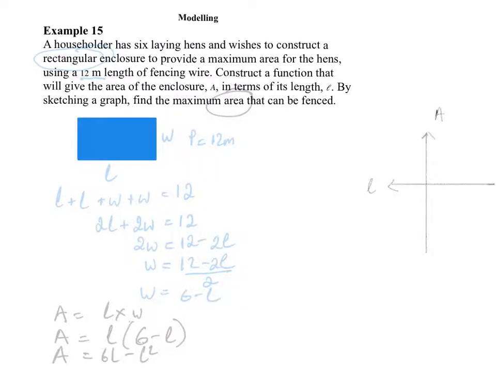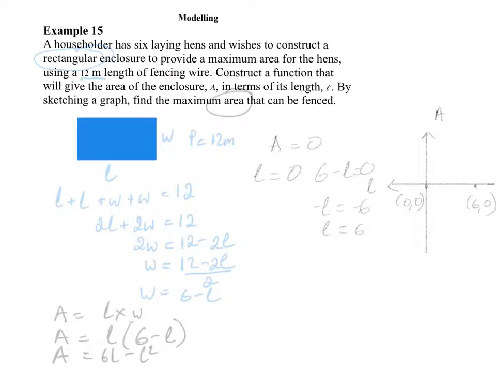Now we need to sketch the graph and find the maximum area. Sketching the graph, obviously it's a quadratic, and we've already got it in factor form. So when A is equal to 0, we're going to get L equals 0 and 6 minus L equal to 0. So minus L is equal to minus 6, L is equal to 6. They are our x-intercepts. So (0, 0) and (6, 0).